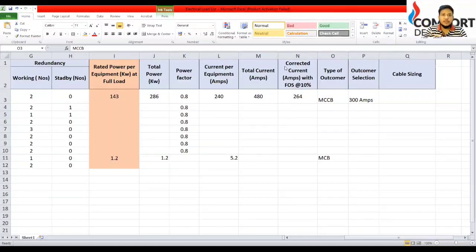If it is of lower capacity, then it will trip. And if the cable sizing is of lower capacity, then it will melt. So basically, short circuiting will be there.